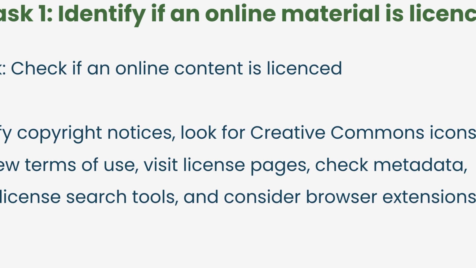So, for the first task, you need to identify if an online material is licensed. Task: check if online content is licensed. Verify copyright notices. Look for Creative Commons icons. Review terms of use. Visit license pages. Check metadata. Use license search tools and consider browser extensions. So, let's see what is expected of you for this exercise.